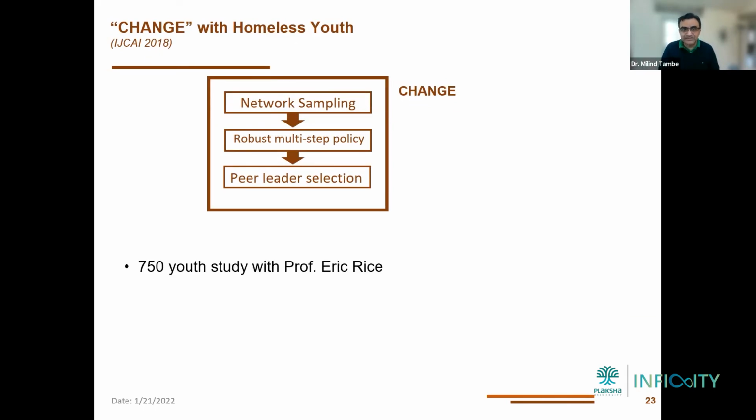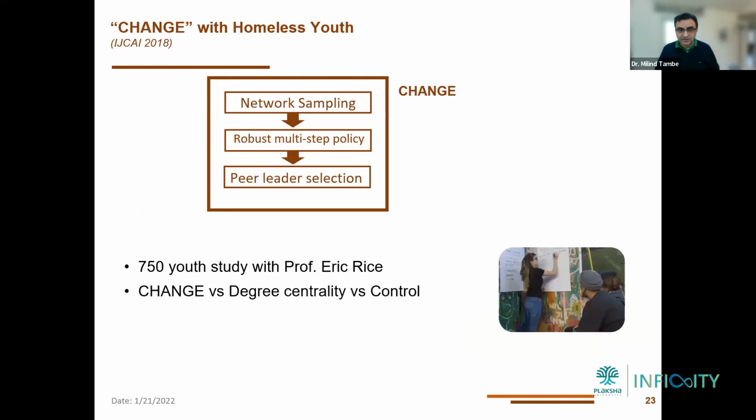And now we did a study with 750 youth. This was conducted in collaboration with Professor Eric Rice of social work. So we had 3 arms here: Change, which is our algorithm; Degree Centrality, which is the traditional approach, bring in the most popular youth because they would be better influencers. That's the idea. So homeless shelters will bring in popular youth. This is the Degree Centrality approach. And the control group where there is no influence spread at all.